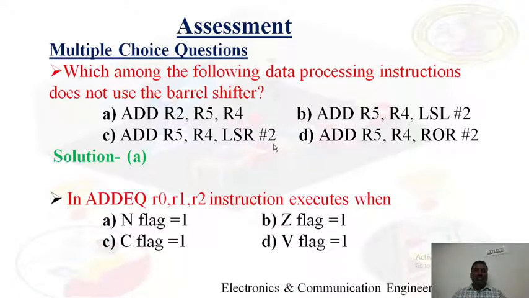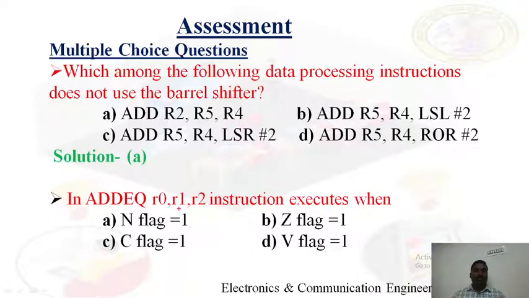Now move on to the second question: the ADDEQ R0, R1, R2 instruction executes when which flag is set to 1? Look into this instruction. Here you can see the conditional field, that is the EQ conditional field. It checks one flag in the NZCV flags. Out of 4 flags it will check for one flag, and if it is set, only then R1 is added to R2 and the result is stored into the R0 register.